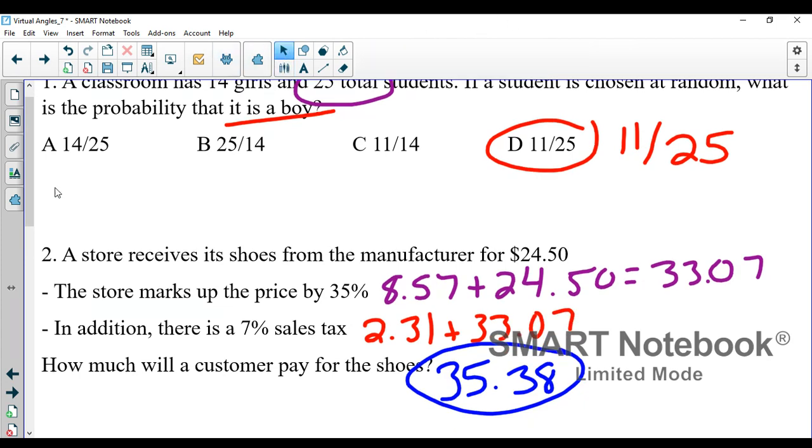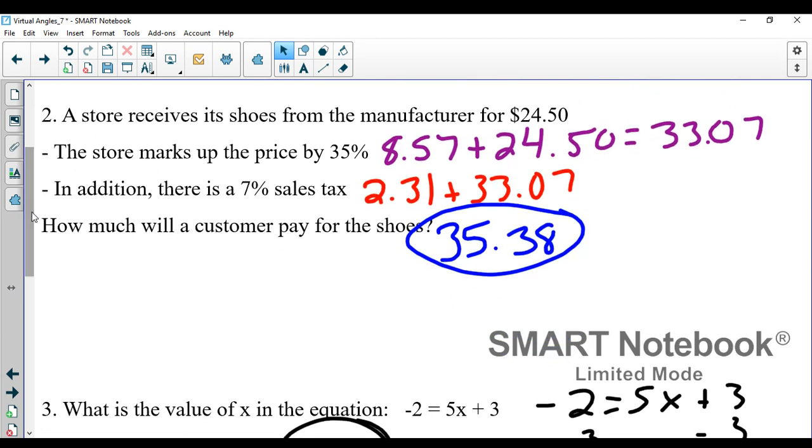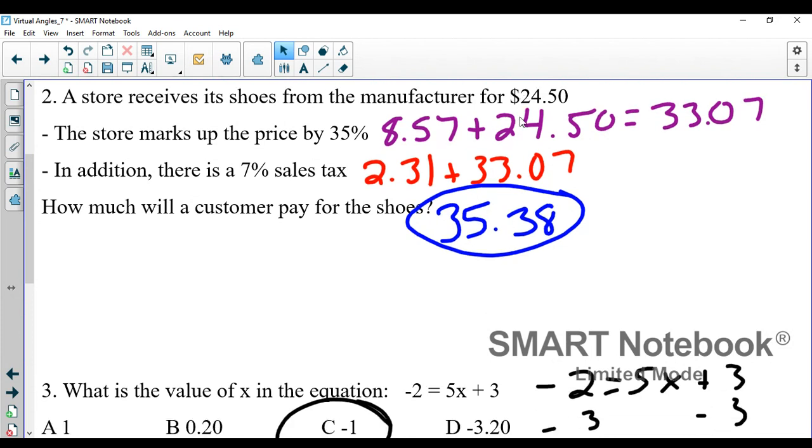Now, number two is going to take a little bit of time, and you definitely need a calculator. So we'll walk through it. It says the store receives its shoes from the manufacturer for $24.50. The store marks up the price by 35%. So the first thing we had to do here is take $24.50 and multiply it by 35%.